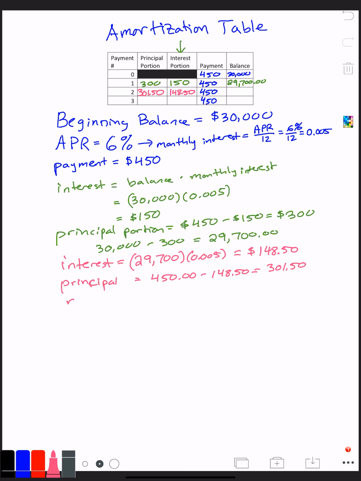Next, we need the new balance, which is the old balance minus the new principal amount. This is going to work out to be $29,398.50. This is something that's really easy for a computer to do. There's a lot of apps and websites that will do this for you. We're just trying to see how it works so that, for example, you could go ahead and double check the calculations done by whatever bank you're getting your loan at. Make sure it's all done correctly.